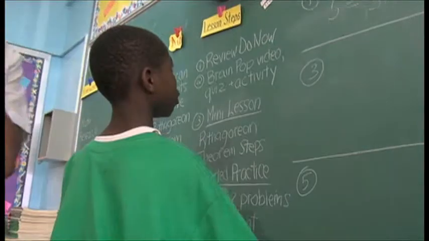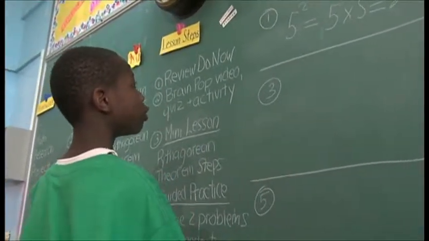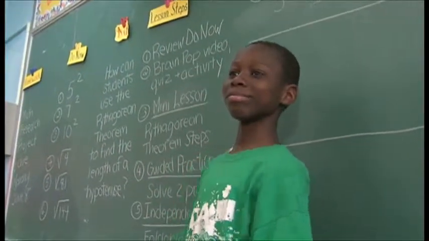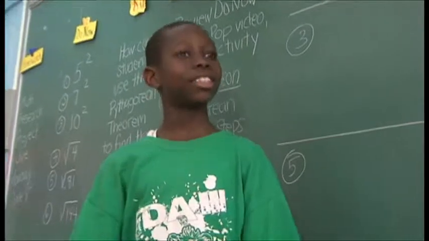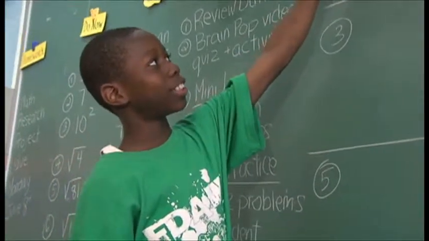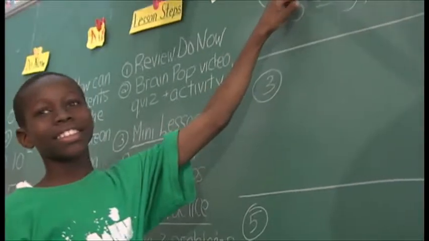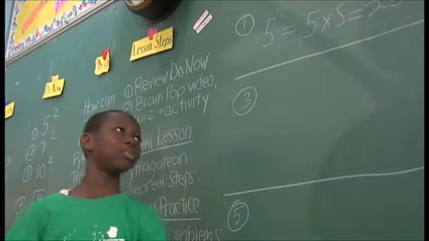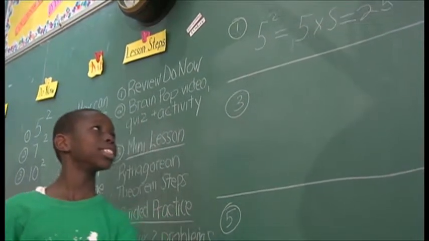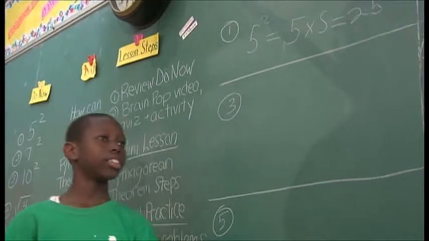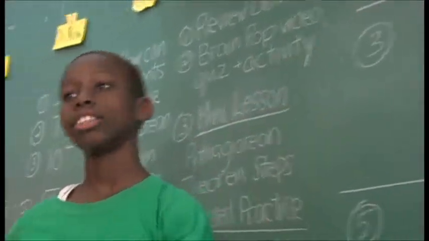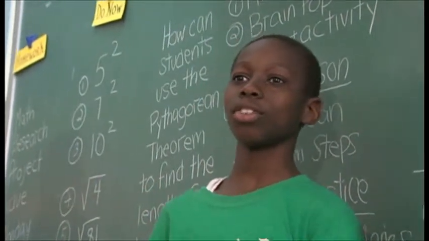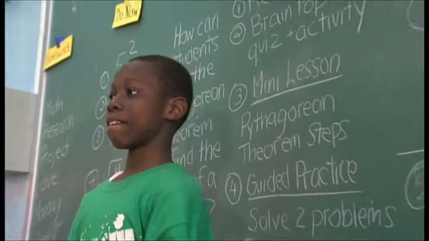What were you trying to solve? 5 to the second power equals 5 times 5 equals 25. Excellent. How did you know to multiply 5 times 5? Because the coefficient, the 5, right? And the 2 is the exponent. So the exponent tells you to add the 5 by itself. So the 5 times 5 equals 25. Excellent. Good job. Thank you.